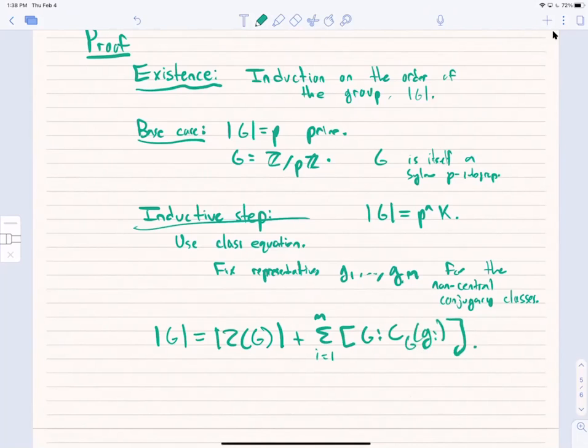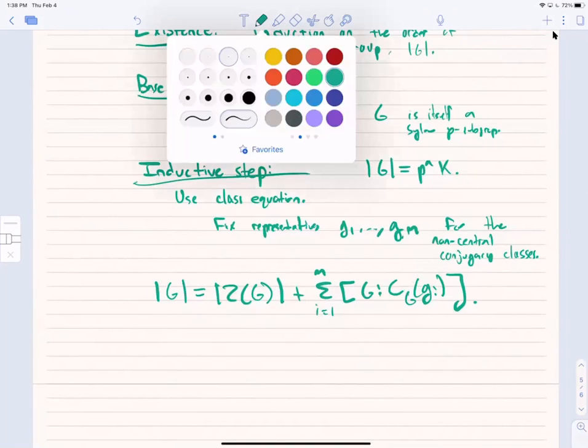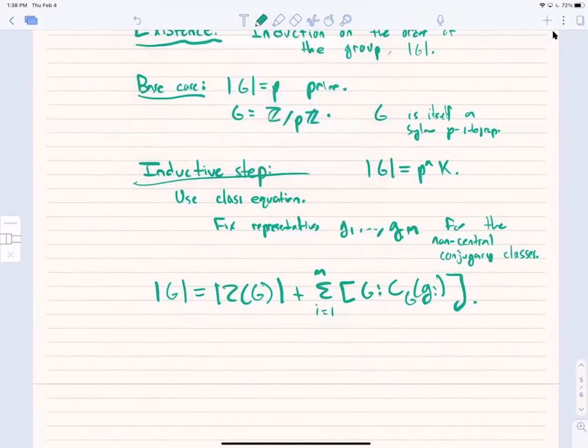Okay. I'm going to break into two cases. I'm either going to apply induction to one of these centralizers, or I'm going to use the center. So here's the idea. Suppose p doesn't divide this index for some i. So suppose there's some i where p doesn't divide this index.